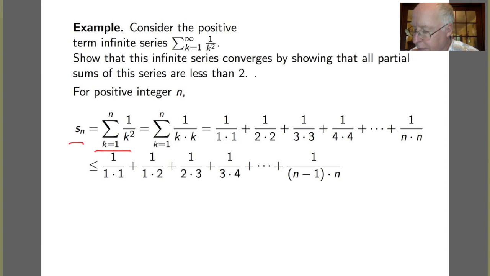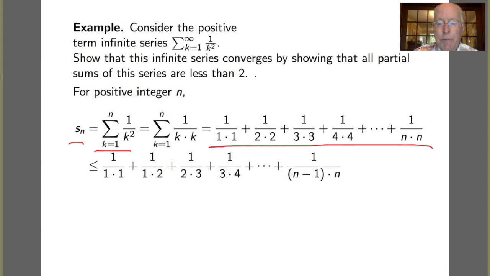squared. The k squared we're going to write as k times k in this case. Helps us get some insight. But if we write that sum out, it just looks like this. Now, we're going to make each of these fractions bigger by making the denominator smaller. We're going to save the first denominator right here. That one doesn't change. But in this denominator, I'm going to take this 2 and replace it by 1.